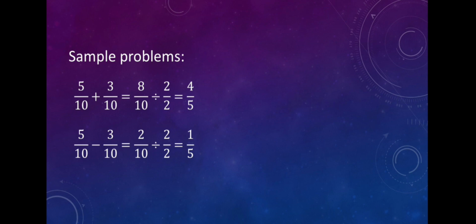Number 2, the problem number 2, 5 over 10 minus 3 over 10. So it's just the same, just subtract the numerators. 5 minus 3 is equal to 2, then copy the denominator, which is 10. Then we divide it by their GCF, which is 2. 2 divided by 2 is 1, and 10 divided by 2 is 5. 1/5. 1/5 is in its lowest terms, so there's no need to simplify.